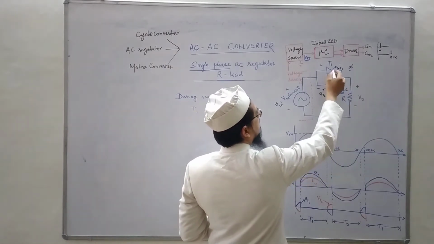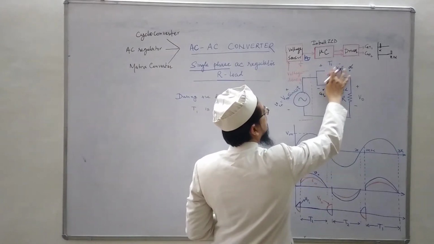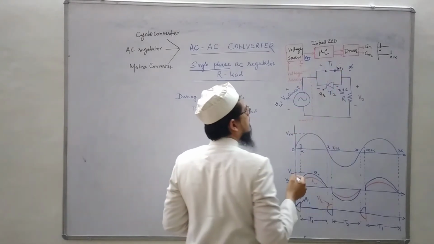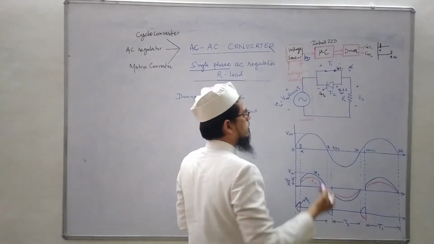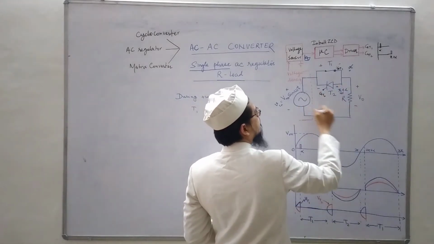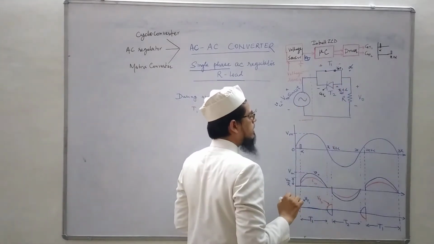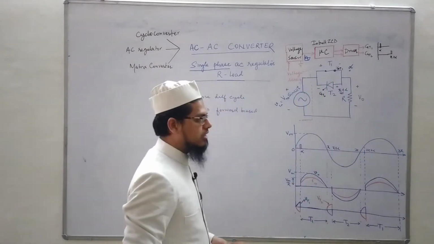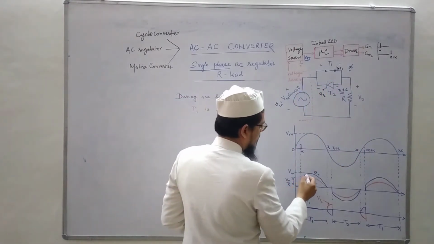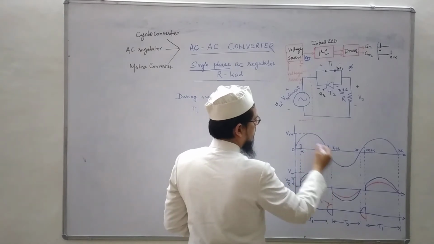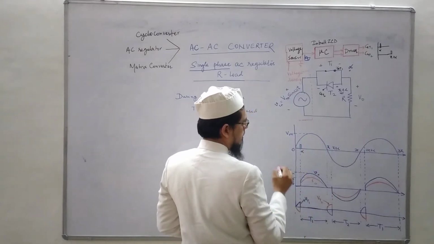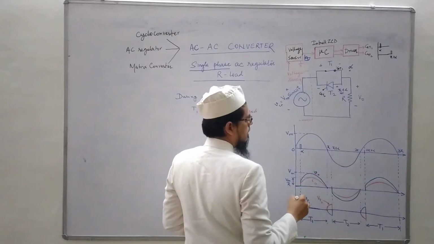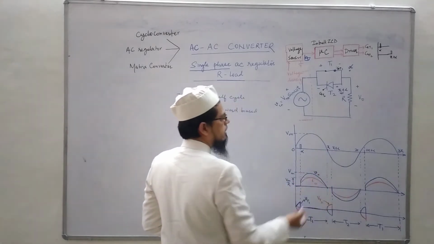So now it is as good as this terminal across the SCR is short circuit. So this is the circuit now. If that is the case, the output voltage is actually equal to the input voltage. So this output voltage is equal to the input voltage. Peak is at Vm, and it conducts till pi. So at pi, what about the current that will be flowing?